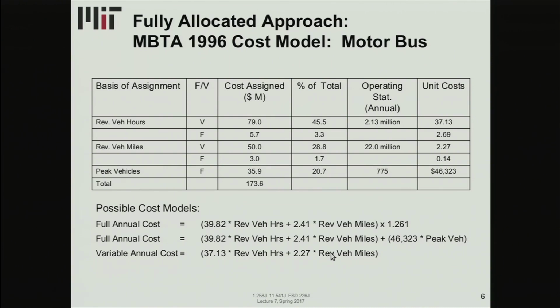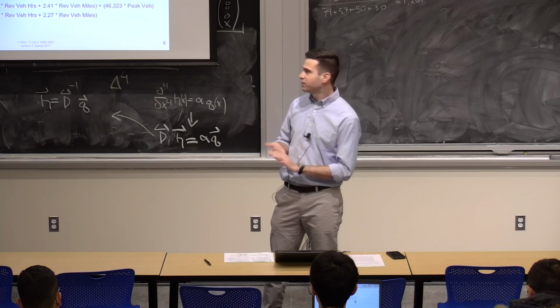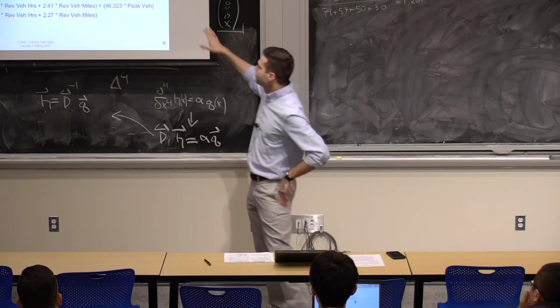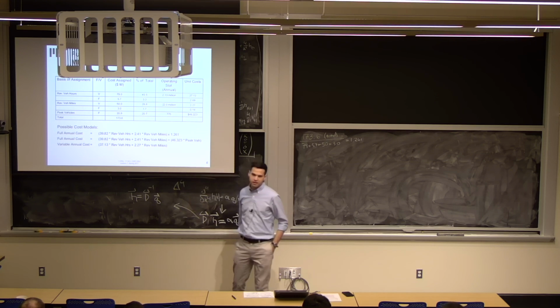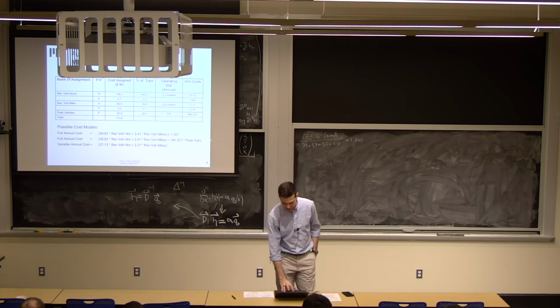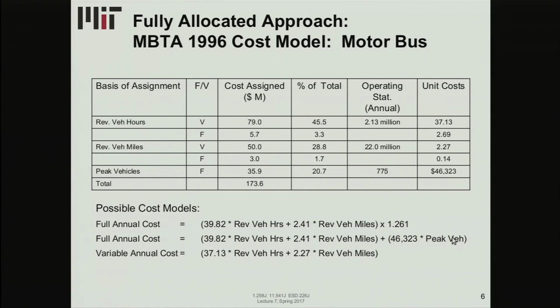Okay, second model. Here we have the same first part of the model, but now instead of using the adjustment factor, we directly take the unit cost of peak vehicles and add it in. So now we have a model that is sensitive to peak vehicles as well. And we don't need the adjustment because all of the things that have been assigned to peak vehicles are directly related to peak vehicles. So that's a simple variation.